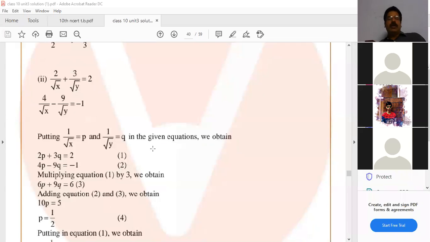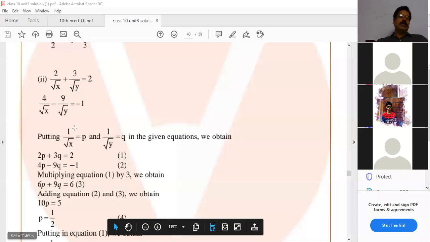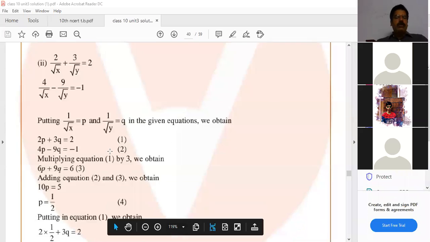Is it okay? Understand? I suppose 1 by root x is p and 1 by root y is q. Then 2 by root x means 2 into 1 by root x, 1 by root x value supposed as p. 2p plus 3 by root y means 3 into 1 by root y, 3q is equal to 2. First equation. 4 by root x means 4p, minus 9 by root y means 9q, equal to minus 1. Now we have to solve.